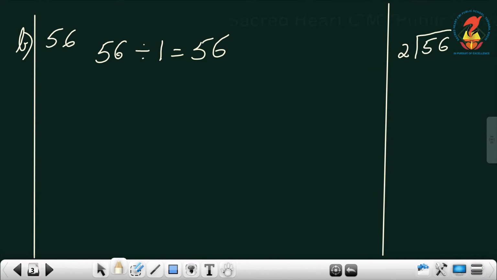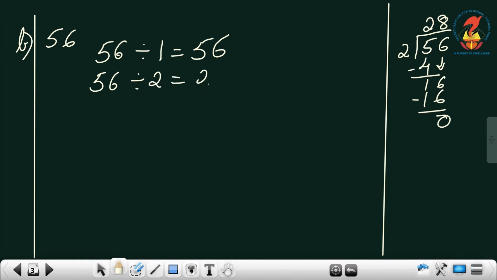56 divided by 2. How many times 2 goes in 5? 2 times. 2 2s are 4. When you minus, you get 1. Bring down 6. How many times 2 goes in 16? 8 times. So, when you minus, you get 0. Okay. So, what is the quotient? 28. So, 56 divided by 2 equal to 28.